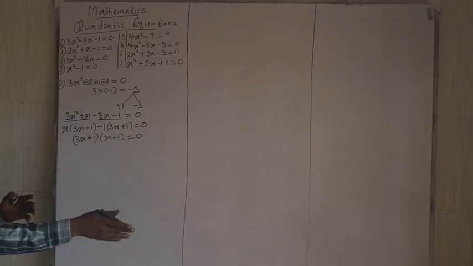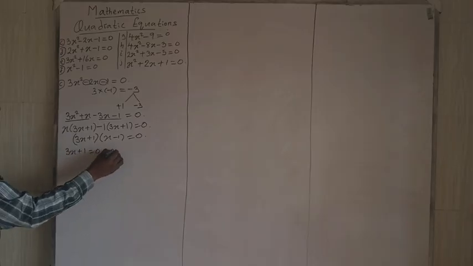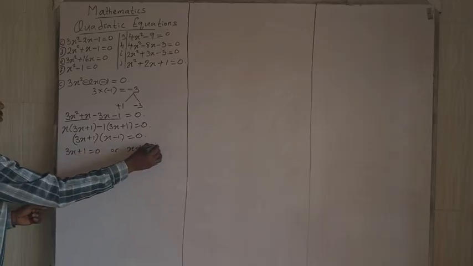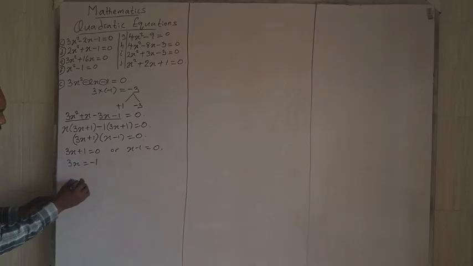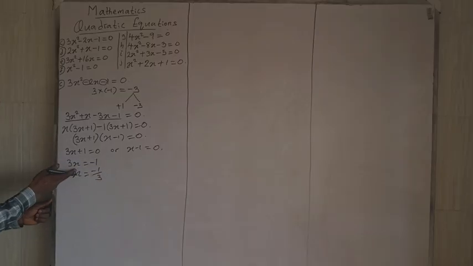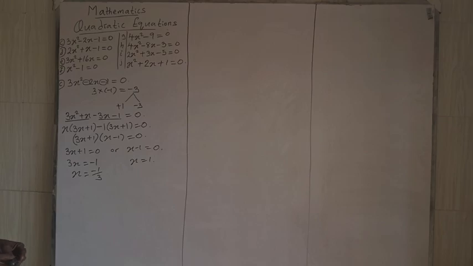Equate the factors to 0. 3x plus 1 equals 0 or x minus 1 equals 0. 3x equals minus 1. This implies that x equals minus 1 over 3. We divide both sides by 3. x equals 1. The roots of this quadratic equation are x equals 1 or x equals minus 1 over 3.